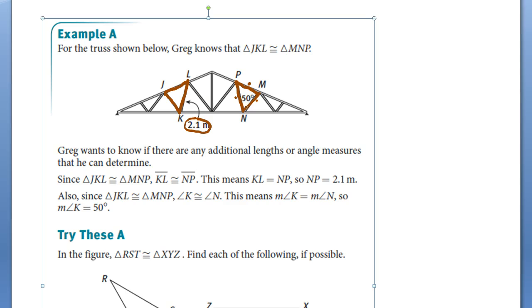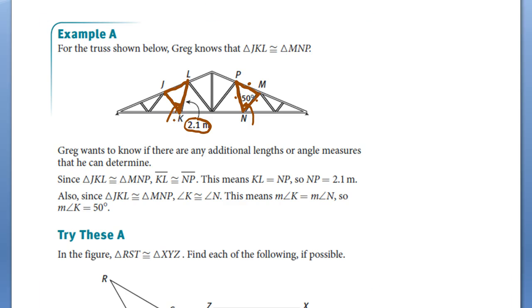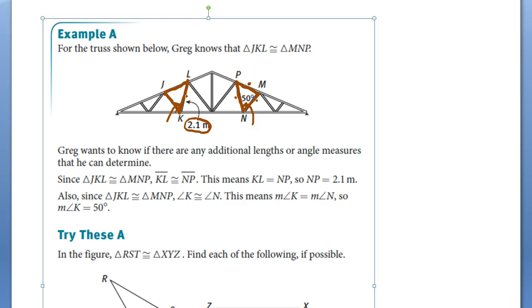See how over here it says that angle N right in there is 50 degrees. Angle N is 50 degrees. So the corresponding angle in the other triangle is also 50 degrees. So without measuring, Greg can know that angle K is 50 degrees. So this idea about corresponding parts being congruent in congruent triangles allows us to figure out unknown measures if we know some measures in one of the triangles.